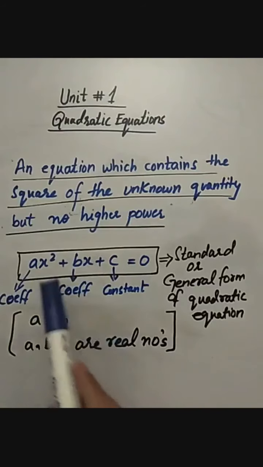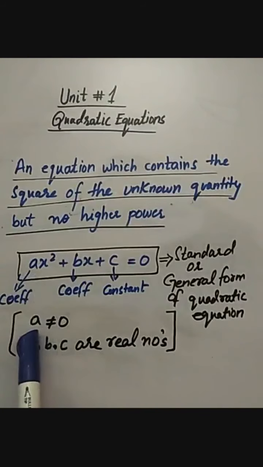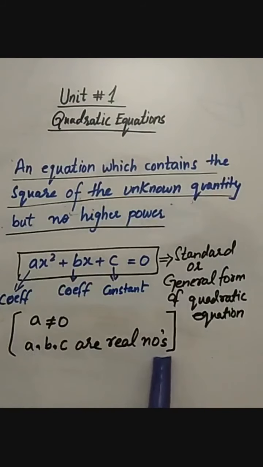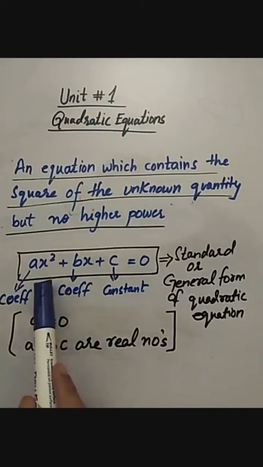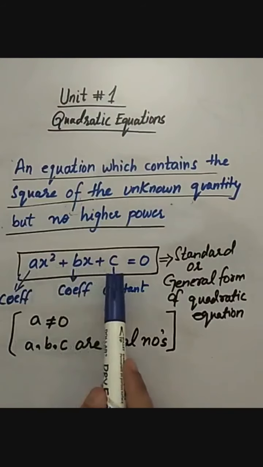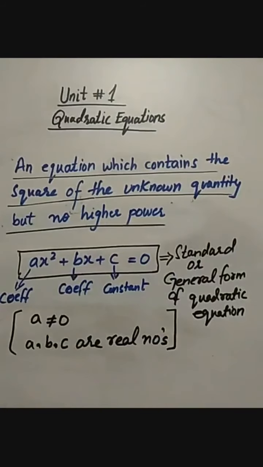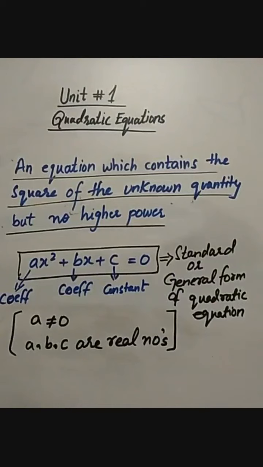Okay. So here a can never be 0. a is not equal to 0 and a, b and c are real numbers. So for a quadratic equation these two conditions are a must: a is not equal to 0, and a, b and c belong to real numbers. Okay. So I think that the concept of quadratic equation is now clear.